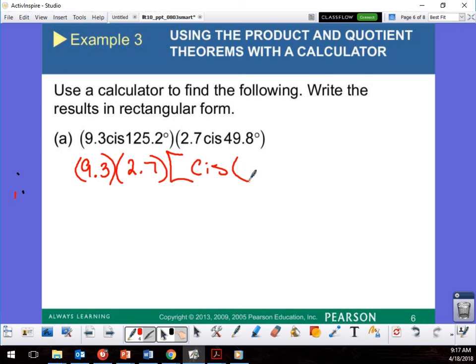So would you add those together or would you multiply them together? Okay, this is a multiplication, right? And yesterday when we are multiplying, we have to do what to my thetas? Add. So I'm adding it. Okay, that's what we're doing. Just making sure. 125.2 degrees plus 49.8 degrees.